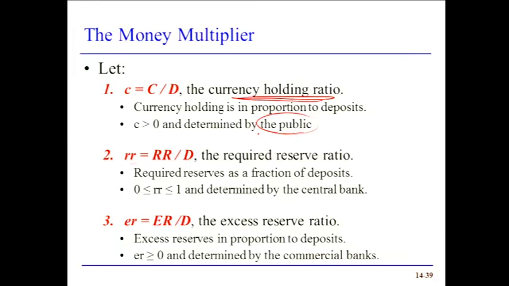The second ratio that we have is our required reserve ratio. Again, this is the legal minimum that banks must hold as a share of their deposits. So we could just think of the dollar volume of required reserves divided by deposits. Right? This is going to be determined by the central bank.